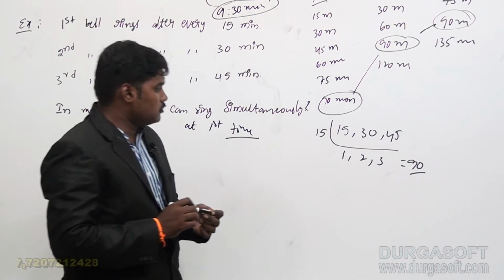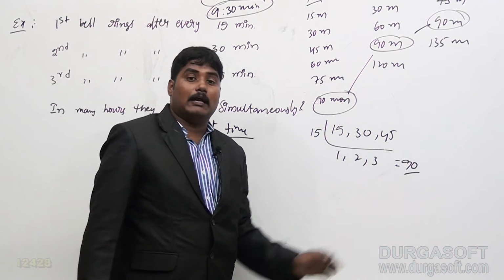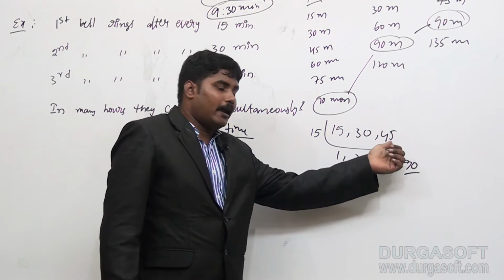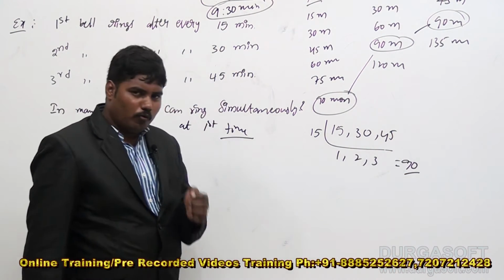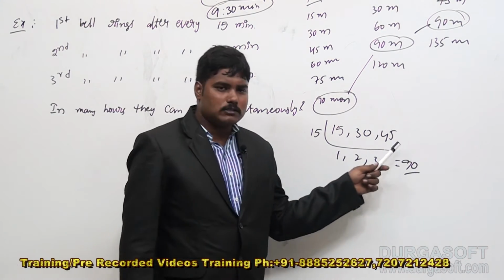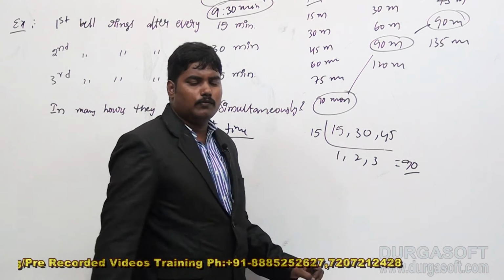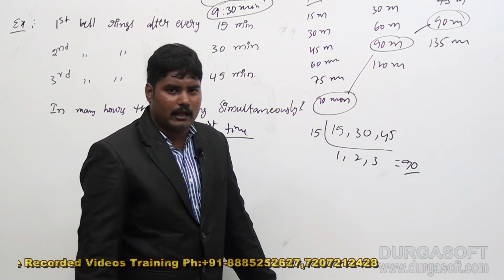Sometimes you may do it another way: the maximum number that can be exactly divisible. Here I will give one clue. Look at this clearly. Which one is the highest one? 15, 30 and 45. 45 is the highest one, right?